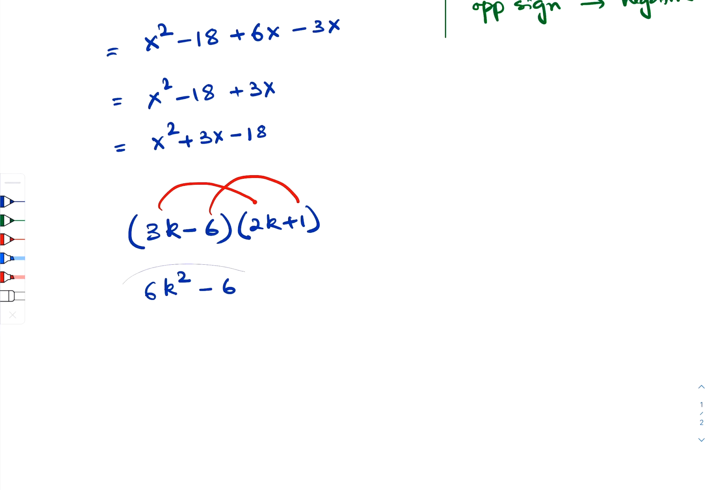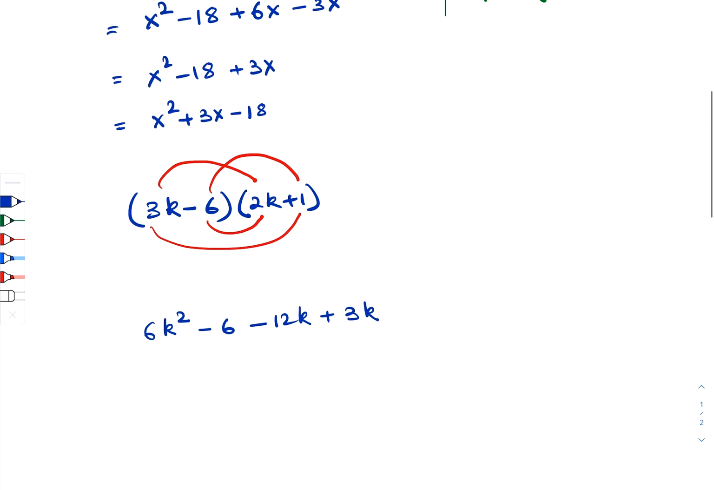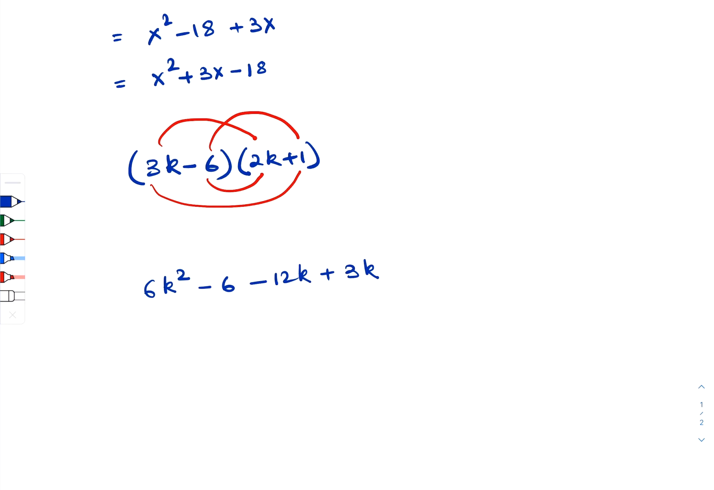Again, I need to shift this to create more space. Mouth: negative 6 times 2 is negative 12k. And then chin, which is 3 times 1, is 3k. There you go. Let's combine like terms.